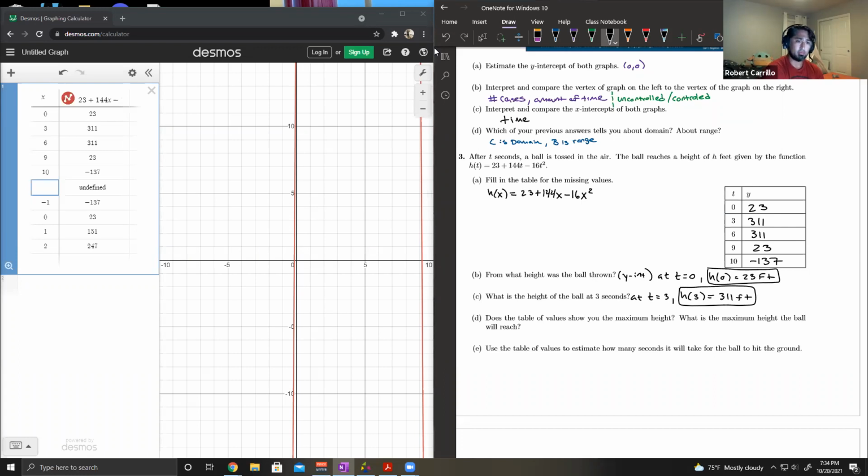Okay. And then D. Does the table of values show you the maximum height? What is the maximum height the ball will reach? Okay. So do you think the ball cannot get past 311 feet?